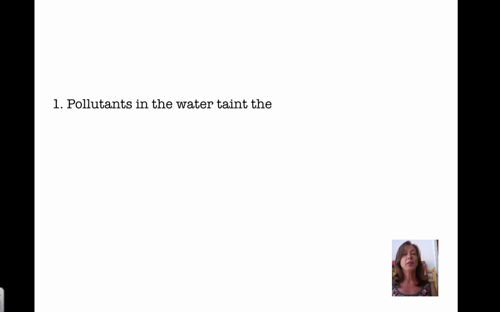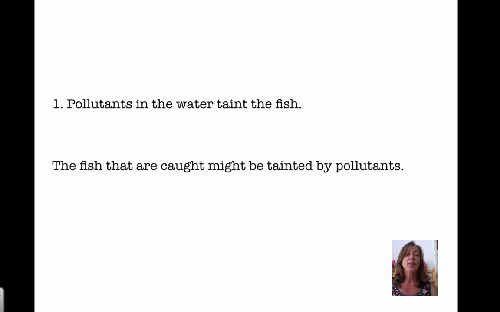If I look at the first reason, pollutants in the water taint the fish, I could rewrite that to say the fish that are caught might be tainted by pollutants. Now I've bumped it up a little bit more, and I'm starting a pattern. What I'm going to do is start with the fish. Now I'm going to put the most important part right at the beginning of the sentence. So I want to follow that pattern for every single point.